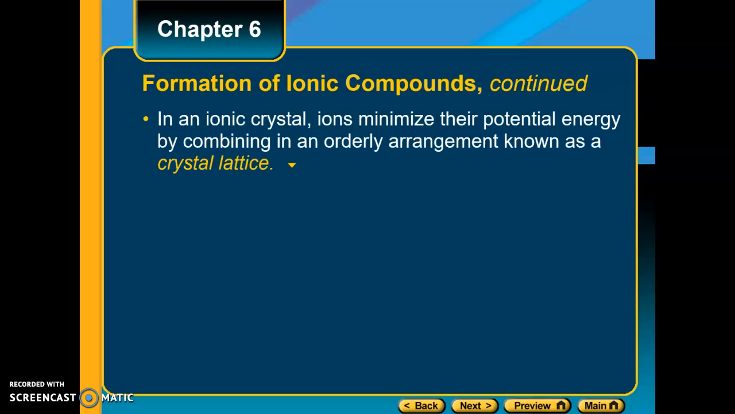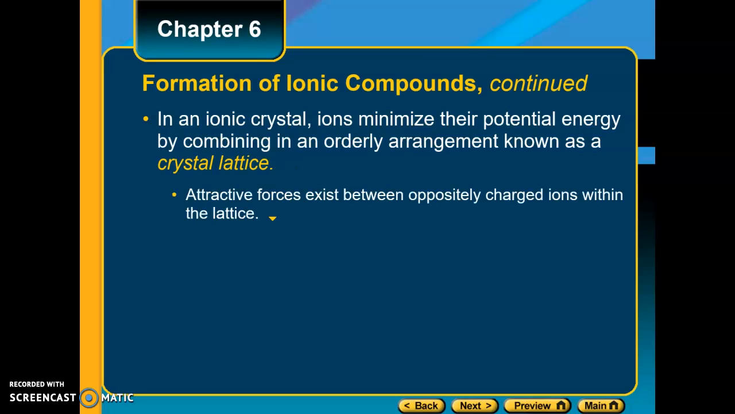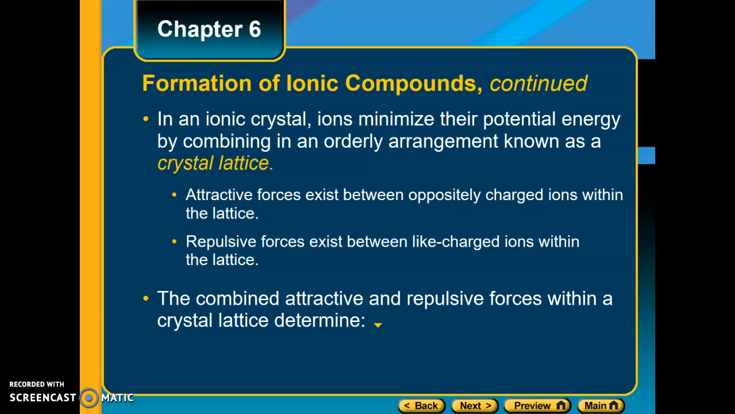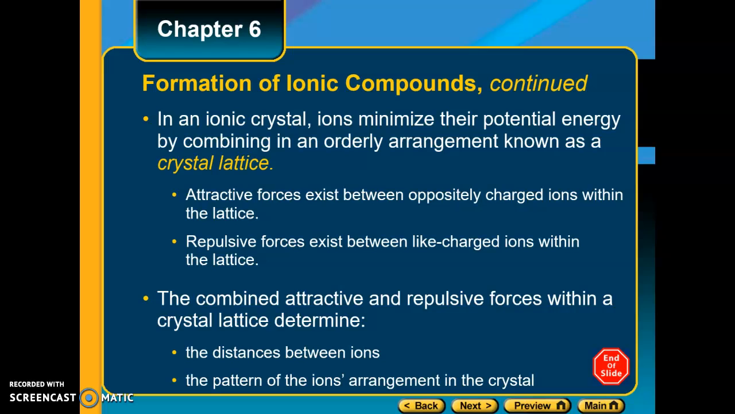When ionic compounds form, as they achieve their position where they have that balance between repulsion and attraction based on the size, we get an orderly arrangement called a crystal lattice. So these attractive forces, as I mentioned, are going to pull together oppositely charged ions. At the same time, there are repulsive forces that are going to exist between those like charged ions, and they're going to be pushing away from each other. When we have this balance, then we find the distances between the ions, and we have ultimately the ability then to figure out the pattern of the ions arrangement in the crystal.